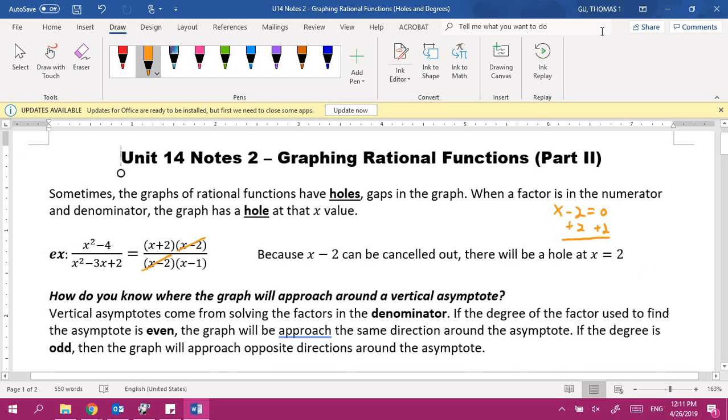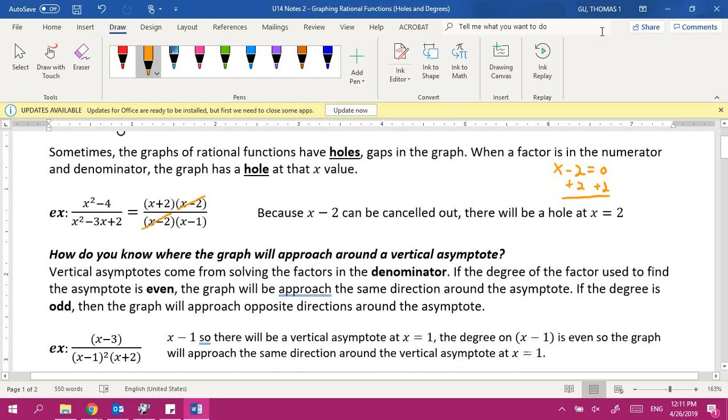So next is going to be, some of you guys were asking yesterday, how do I know if the graph is actually going to alternate around the asymptote, right? Like, how do I know if it's going to be on the same side or alternate? This is the explanation for that.